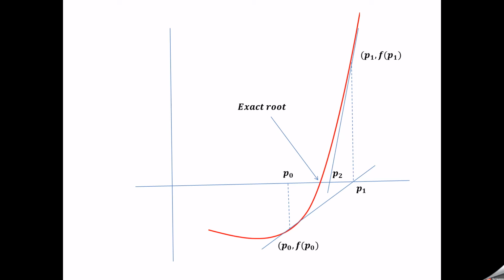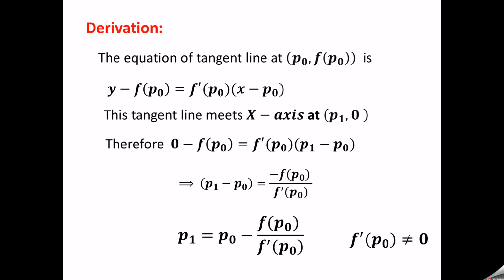So we start with P naught and the corresponding point on the curve, P naught, f of P naught. Then we draw a tangent to the curve at this point, and where it meets the x-axis, that we are calling P1. We have to remember where this tangent line meets the x-axis, that we call P1. That is the next approximation obtained from P naught. We do use the same in the derivation part. So let us go to the next slide.